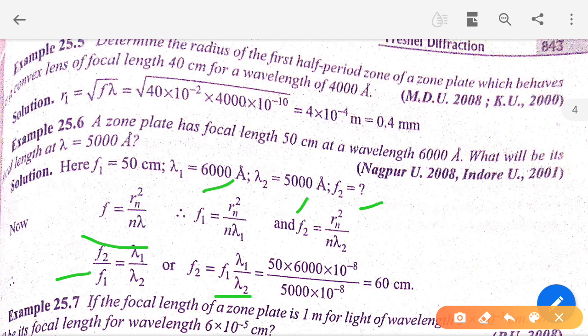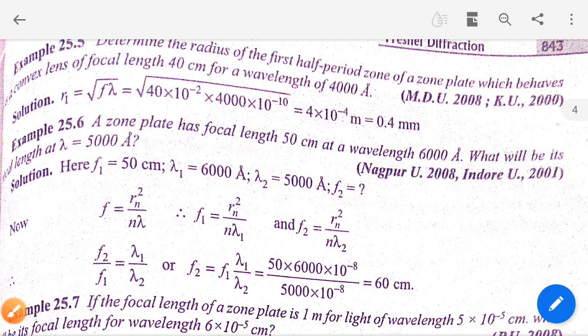So we get this one and put this value of given, and we got 60 centimeter, and this is the focal length if the wavelength changed from 6000 to 5000 angstrom, and focal length remains constant.